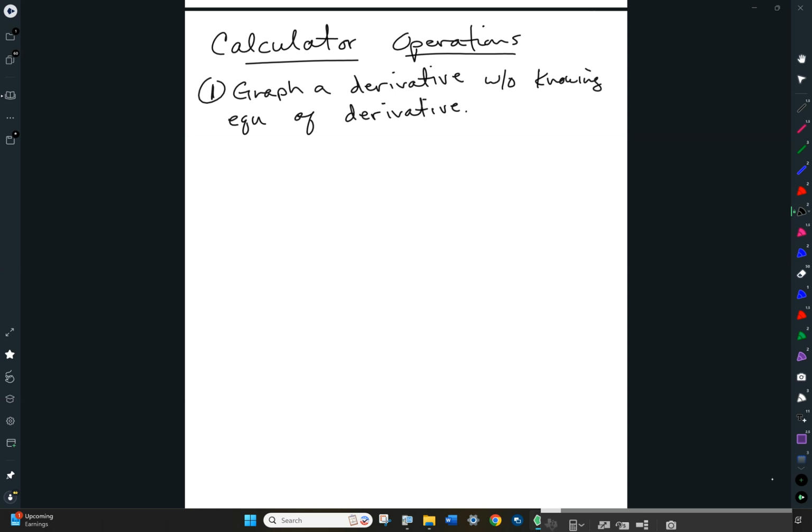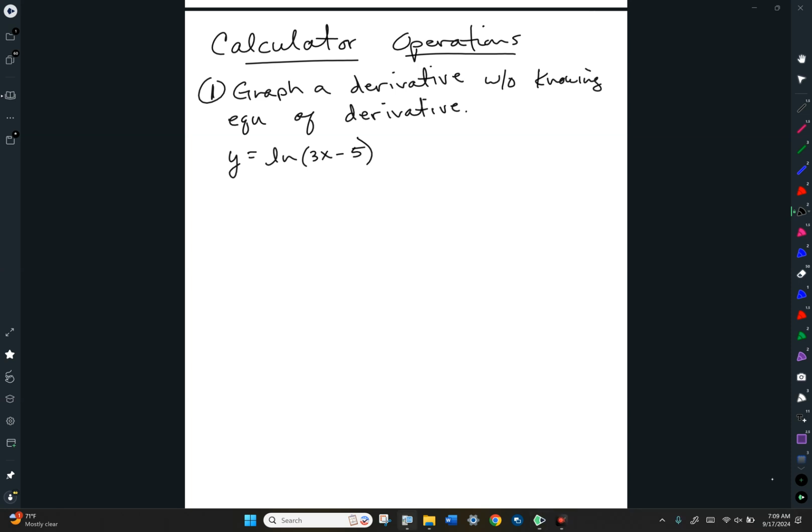So for example, let's take an example of one that you don't know any rules for how to find the derivative of. Let's say y equals the natural log of 3x minus 5. Okay, we do not know how to find the derivative of that yet. We will way down the line. But I can still graph the derivative of that function.